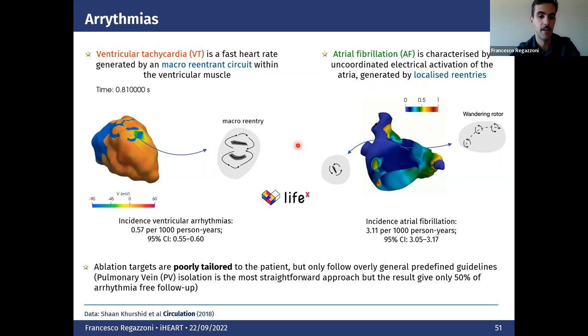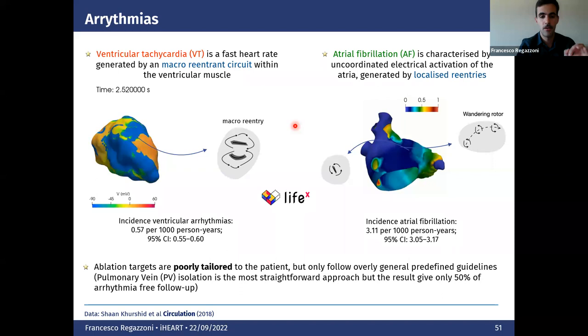And these phenomena are very dangerous for people and can even lead to death, in particular ventricular tachycardia. And the typical treatment is that of ablation. So the surgeon makes some further damage to the substrate that is able to block the formation of reentries. However, the target of ablation is fully tailored to the patient. And typically the surgeon does not have a very clear indication where to ablate, okay?